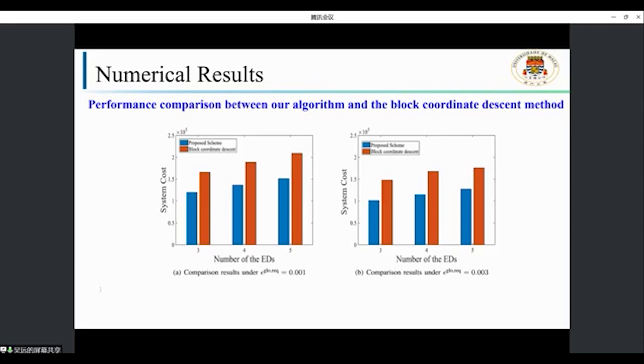And then there are many studies nowadays using the block coordinate descent method to solve complicated optimization problems. So in this work, we also compare our proposed algorithm with the BCD method. Because we are using the top-down decomposition approach, our algorithm can achieve the global optimal solution for the original problem. However, the BCD method cannot guarantee to achieve the global optimal. So our proposed algorithm can outperform the conventional BCD method.